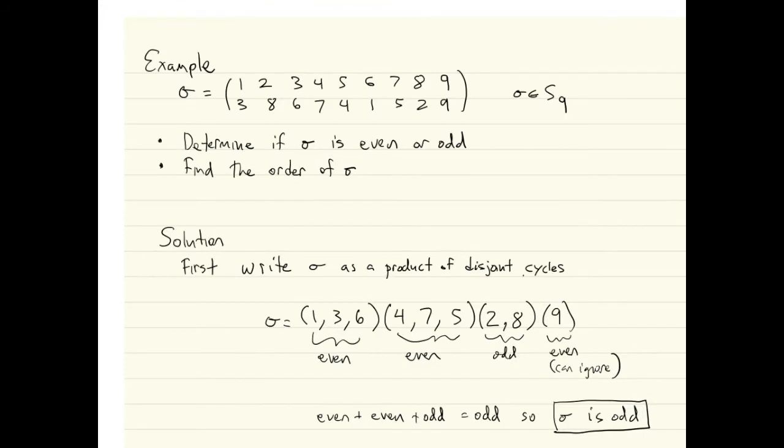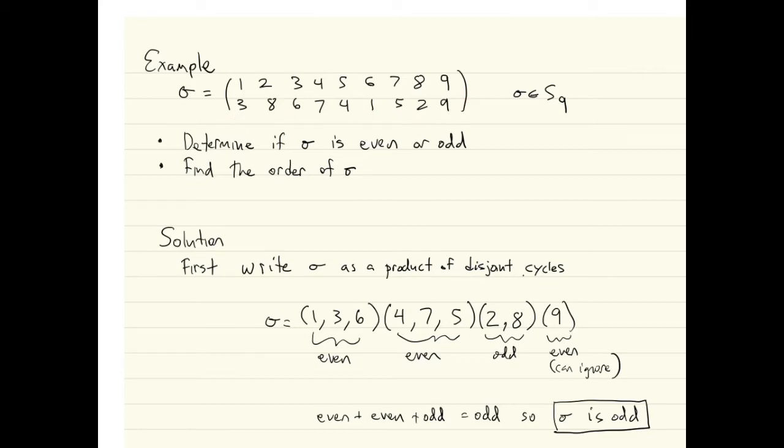Okay, let's do a concrete example. So let sigma be the element of S9 given by this permutation. So this is the permutation that sends 1 to 3, 2 to 8, and so forth. And then the question is, determine if sigma is an even or odd permutation, and then find the order of sigma. So the solution is to first write sigma as a product of disjoint cycles. The cycle notation is very useful, much more useful than this unwieldy, complicated matrix notation here.